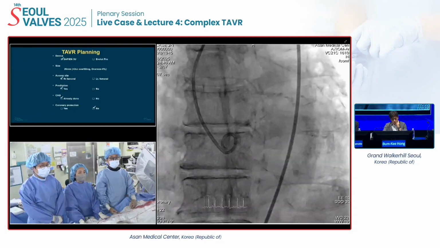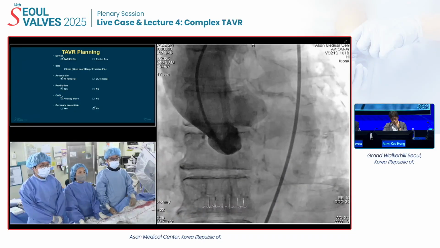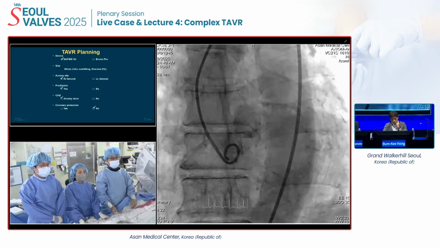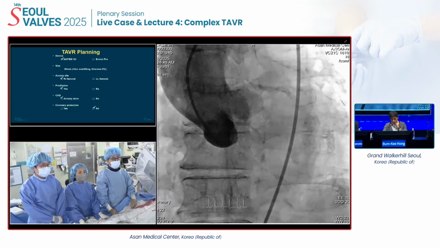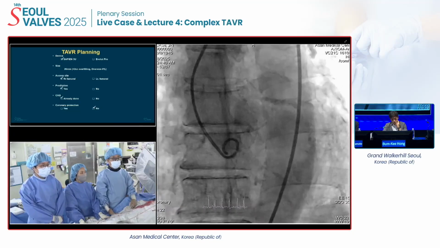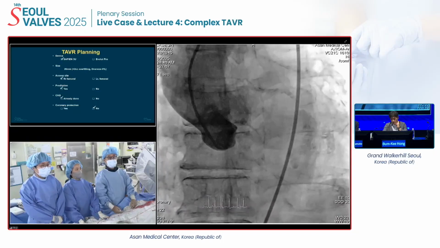Yeah, sometimes it's helpful. In some cases, such as a very severe hypertrophic myocardium, it is vulnerable to suicide LV. Yeah, highly possible.